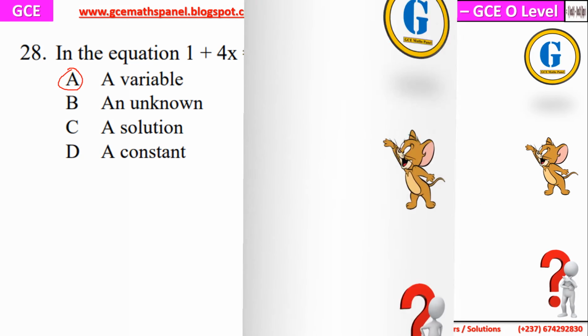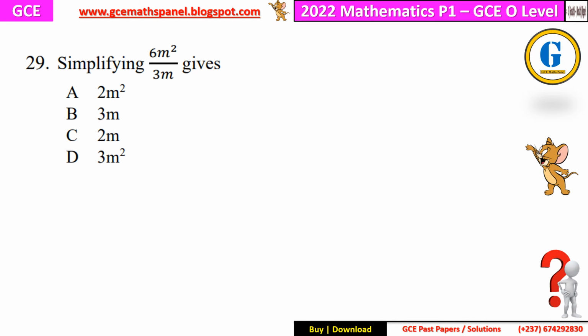Alright, question 29. Simplifying this gives us, you know that 6m squared is the same as 6m times m, all on 3m. So from here, we cancel out this m. 3 here is 1, 3 here is 2. So we'll be left with 2m. When we simplify, I am left with 2m.